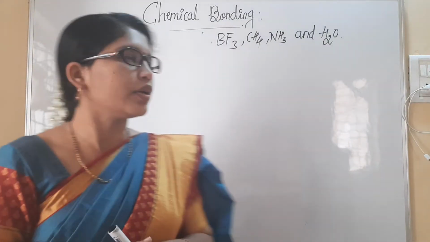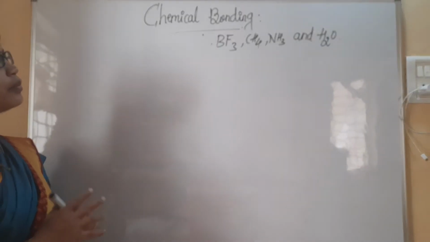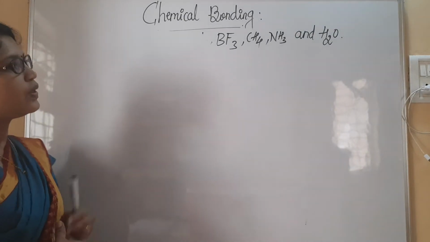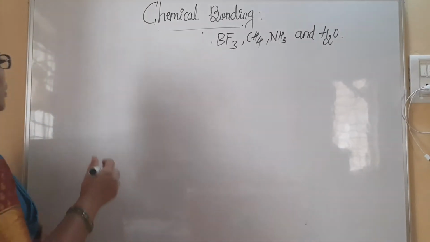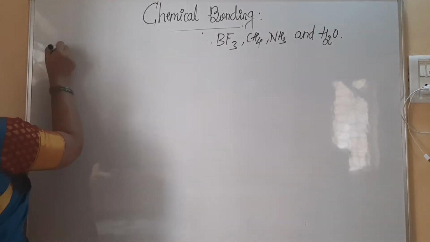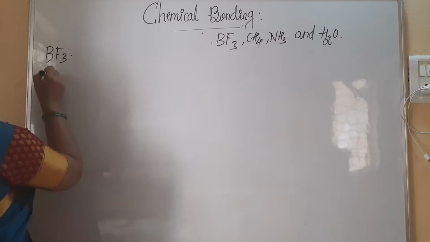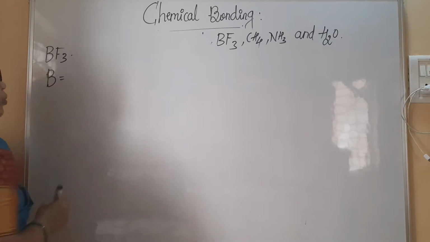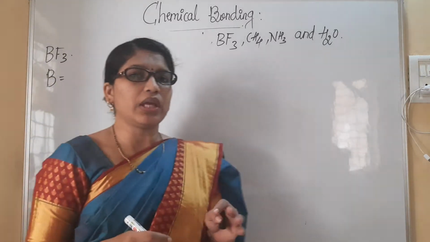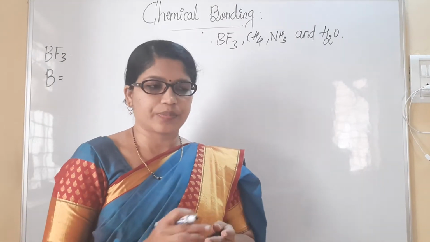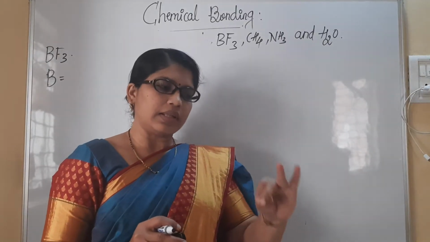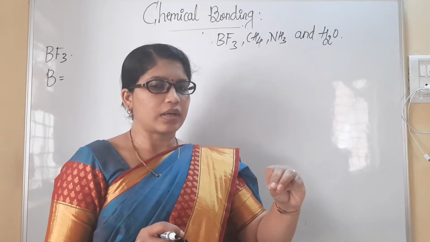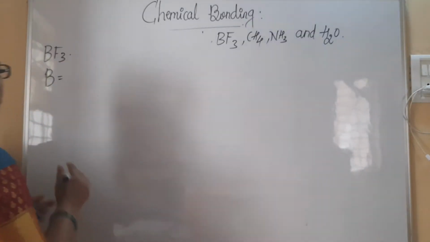Dear students, now let us begin with the BF3 molecule. We shall predict the shape of a molecule of BF3. So when you consider boron trifluoride, we all know the atomic number for boron. It will be coming under the p block elements. So we can consider hydrogen, helium, lithium, beryllium, boron. Right? Boron with the atomic number 5.